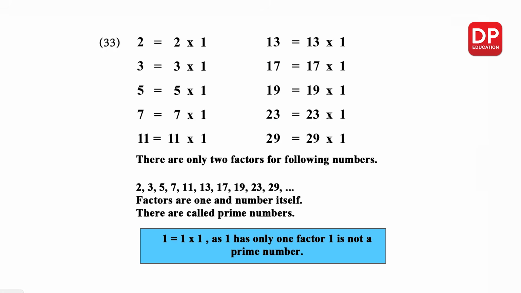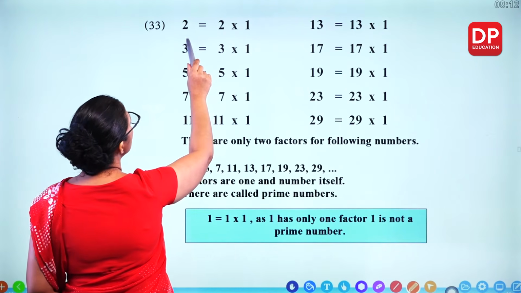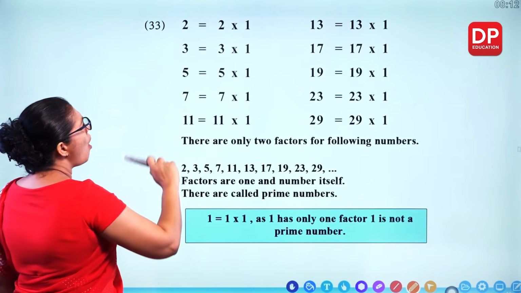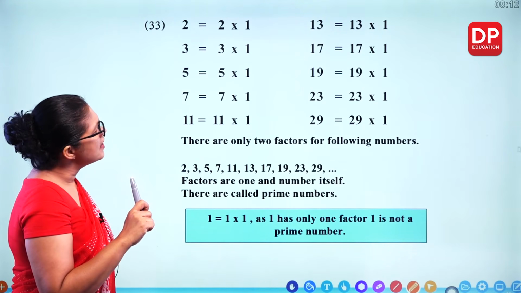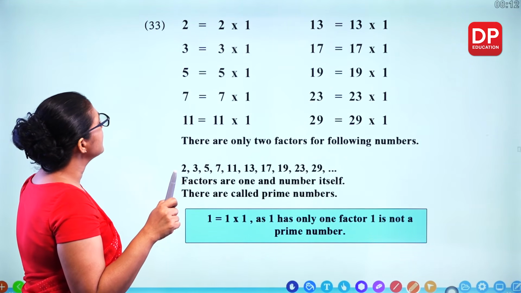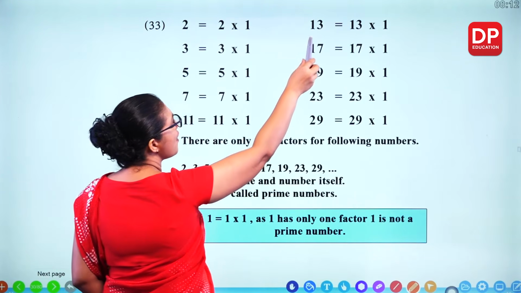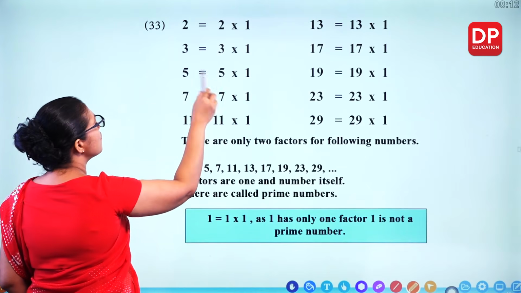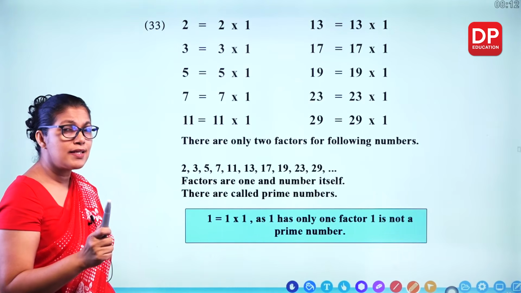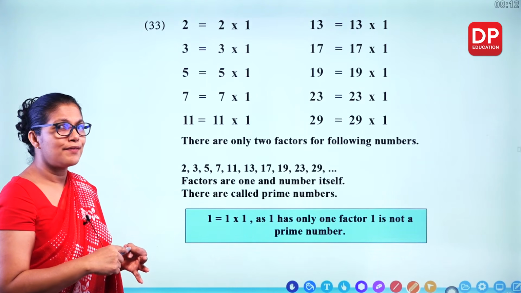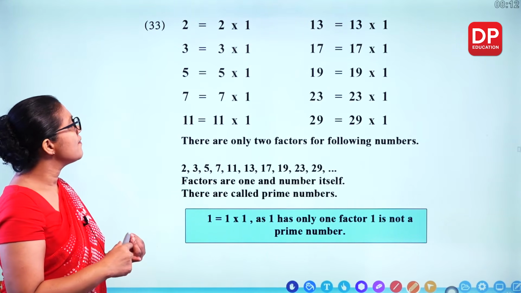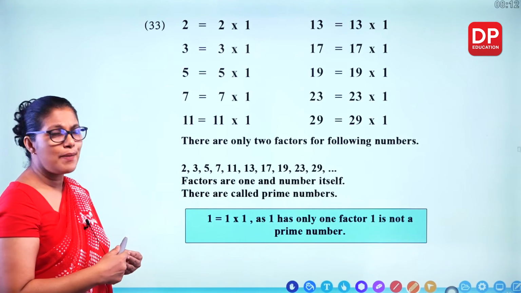Now we'll take these numbers. 2 means 2 times 1. 3 means 3 times 1. 5, 5 times 1. So all these numbers have 2 different factors. So what are the 2 factors? 1 is one factor and the number itself is another factor. So when you have factors 1 and the number itself, we call those prime numbers. So 2, 3, 5, 7, 11, 13, those are prime numbers.